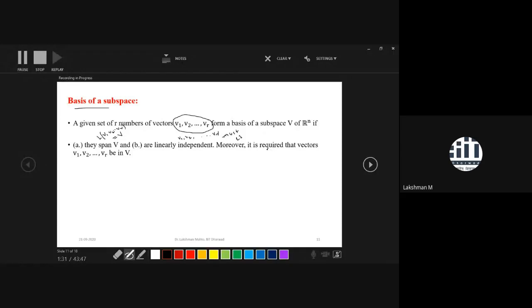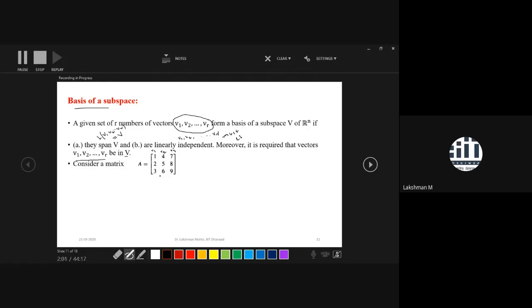Okay, and this one is a secondary requirement: that this vector must come from V. So we are considering a matrix. That means we are taking three vectors. Matrix means we are taking three vectors, this 3 by 3 matrix. So we have taken three-dimensional vectors, and we will see whether these vectors form a basis of the kernel or the image or not.